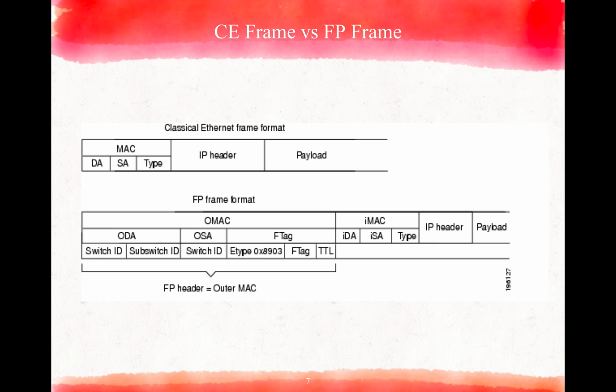In OMAC, we have ODA, or outer destination address, which includes a switch ID, which is a unique number identifying each FabricPath switch, and a sub-switch ID, which identifies devices or hosts connected to VPC Plus, Virtual Port Channel Plus, if you're familiar with that. And then we have an OSA, outer source address, which just has a switch ID and then an F tag, or a forwarding tag. So this is the frame that FabricPath creates.